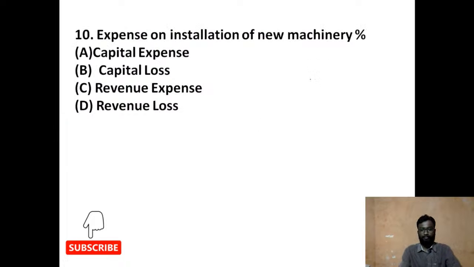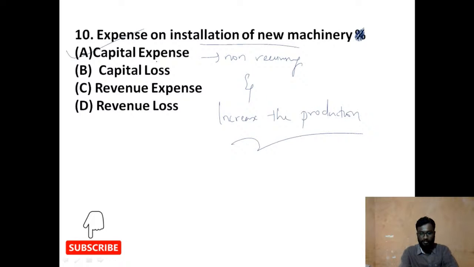Expense on installation of new machinery is a part of capital, non-recurring, and it also increases the production. Yes guys, is that clear?